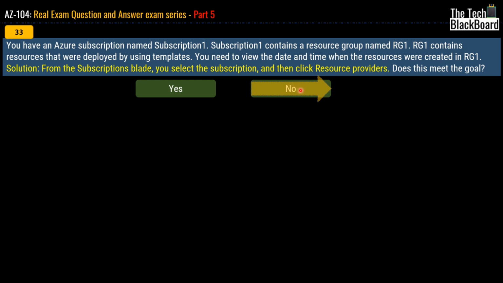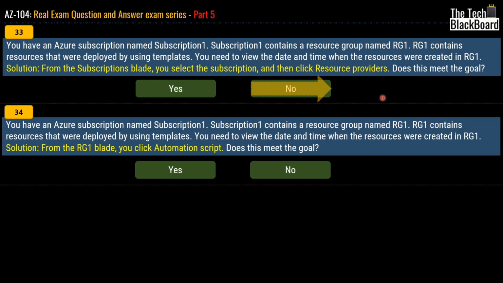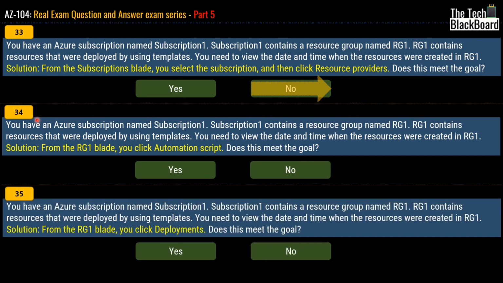This is not the valid option to see the date and time of the resources that were created in RG1. So what is the correct option? Let's check out the other variations of the same question to find out the correct answer. The other two variations are presented in question number 34 and question number 35. Both question 34 and 35 are exactly the same as question number 33. However, the solutions given are different.